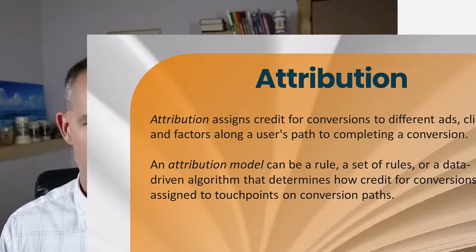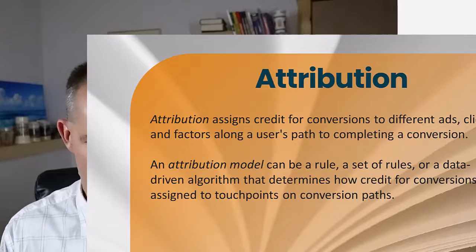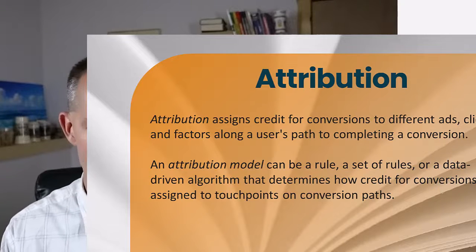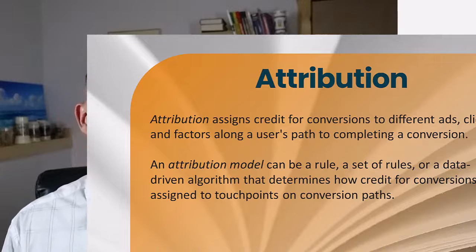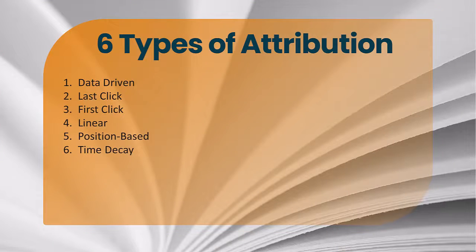Now, every attribution model for the data-driven is different for each account, but an attribution model can be a rule, a set of rules, or a data-driven algorithm that determines how credit for conversions is assigned to touch points on a conversion path. There are 6 types of attribution inside Google GA4: data-driven, last click, first click, linear, position-based, and time decay. And we're going to take a look today at how to change your attribution settings.